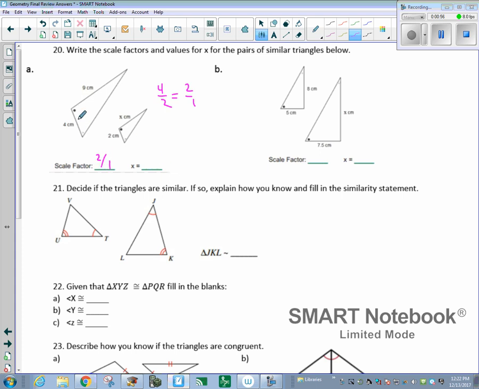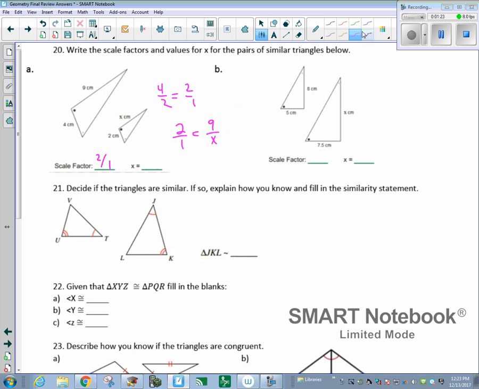That means if I take this smaller triangle and multiply it by 2, I will get the larger one. If I take the larger one and divide it by 2, I will get the length of the smaller one. Now I use this scale factor in order to find x. Since the triangles are 2 to 1, big triangle to small triangle, that is equal to, since x matches up with the side of 9, 9 to x, big to small.